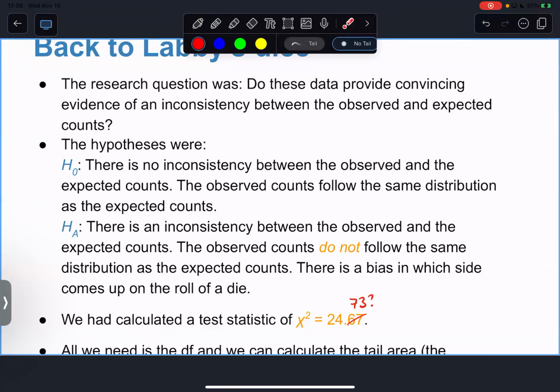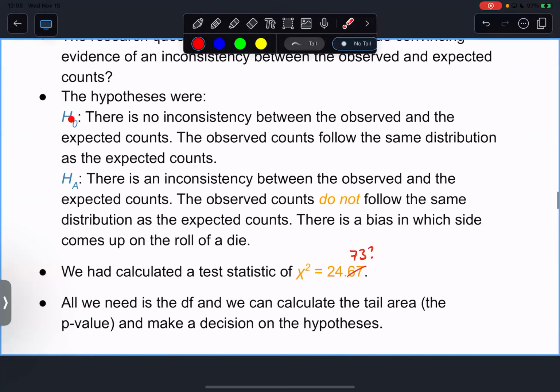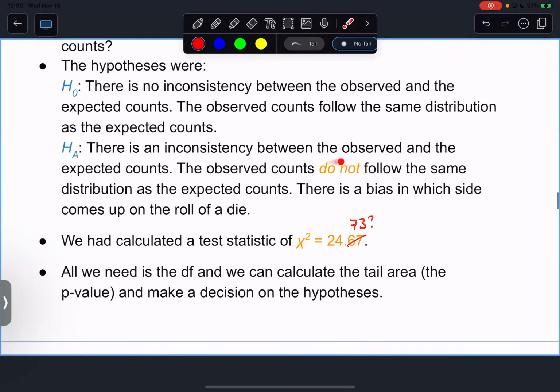So then we remind ourselves what the hypotheses were. And so either way, we're rejecting H naught in favor of HA, which means that there is inconsistency between the observed and the expected counts. Yeah. The observed counts do not follow the same distribution as the expected counts. And so, which you could make the extension that there's bias in which side comes up on the roll of a die.